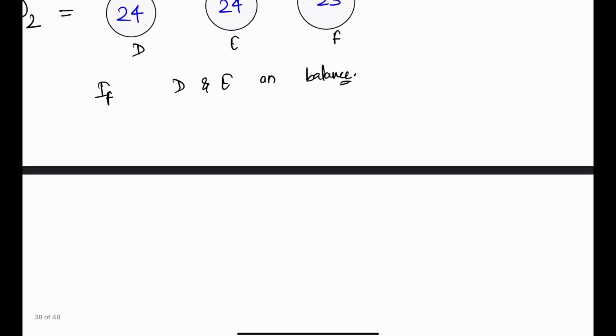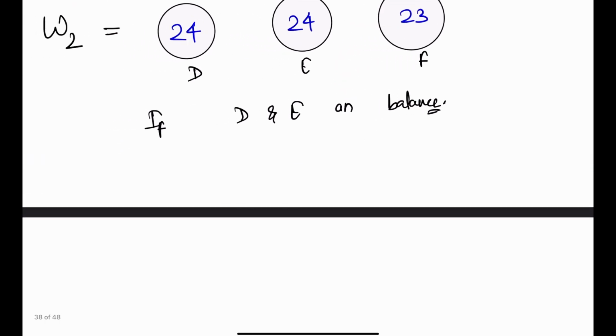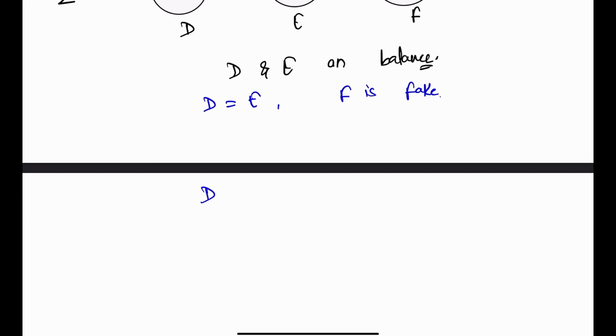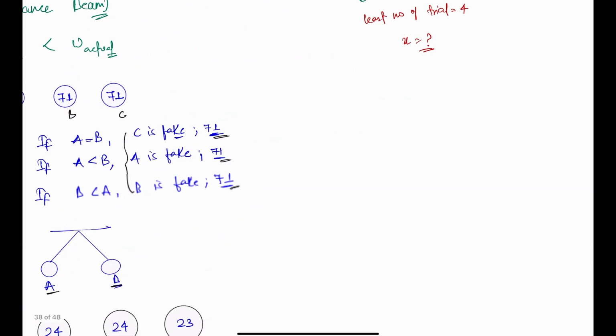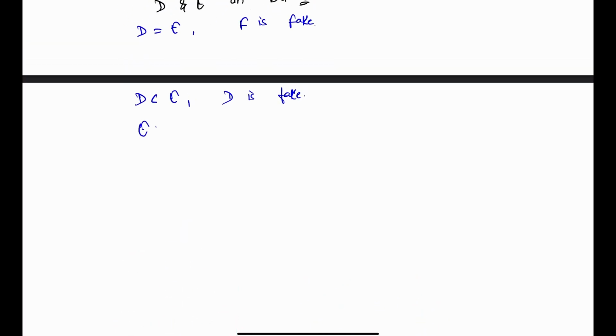Similarly in this case, if we keep D and E on the balance, and after keeping, we see that D is equal to E, which means F is fake. If D is less than E, which means D is fake, because we know that the fake coin is of lesser weight. If E is less than D, which means E is fake.